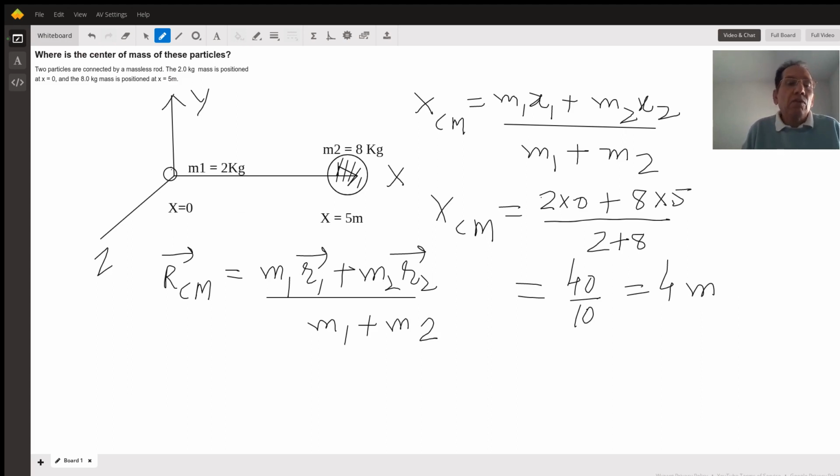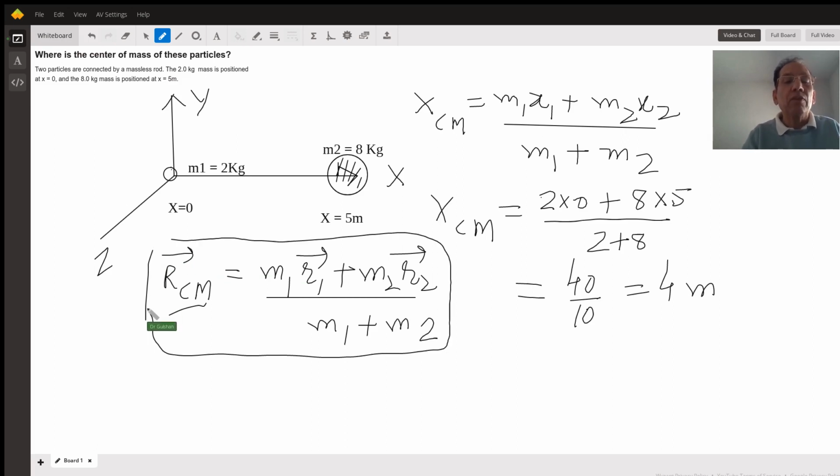If we look at the general formula for center of mass, then our center of mass, R vector, is m1 position vector r1 plus m2 position vector r2 plus m3 position vector r3 and so on, divided by the sum of all the masses, that is m1 plus m2 plus m3 and so on. If we take only two masses, then the formula in 3 dimensions is R center of mass equals m1 r1 plus m2 r2 divided by m1 plus m2.